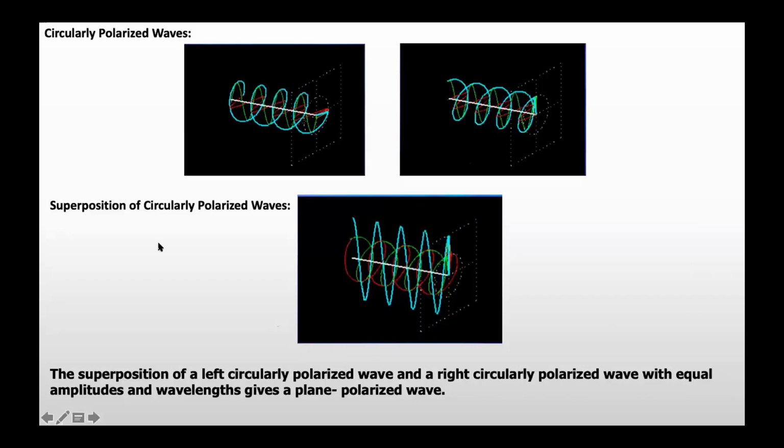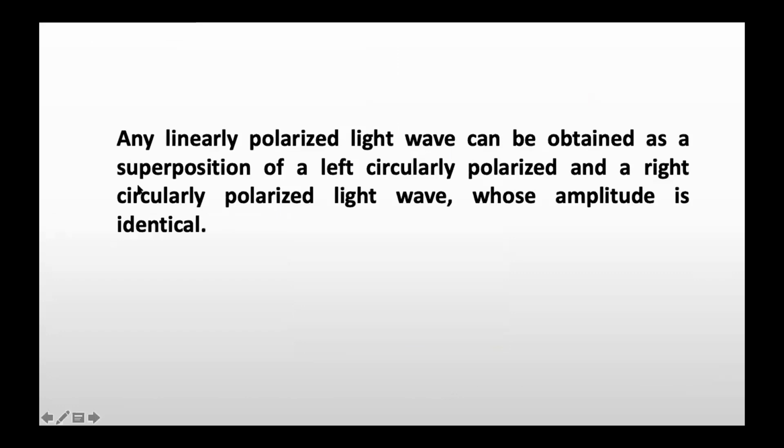Superposition of circularly polarized waves: if you mix right-handed and left-handed circularly polarized light, they give plane polarized light. It shows that plane polarized light is a mixture of right circularly polarized light and left-handed circularly polarized light. So any linearly polarized light wave can be obtained as a superposition of a left circularly polarized and a right circularly polarized light wave whose amplitudes are identical.